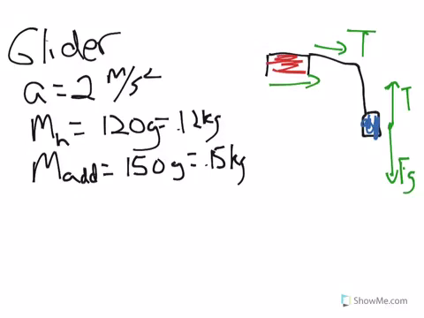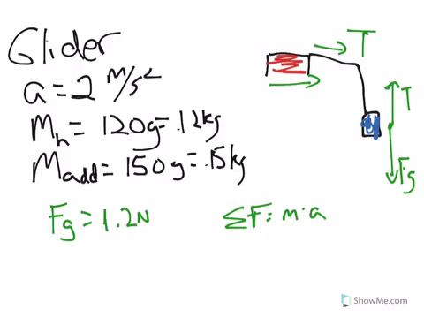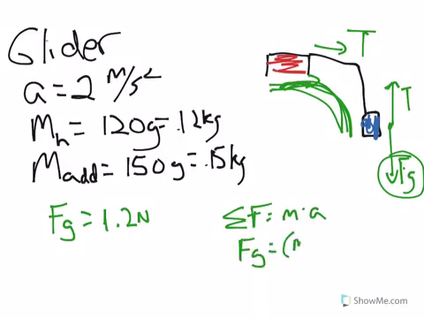So what we did was we found the weight, or the force of gravity, of the mass hanger. So the force of gravity on the mass hanger in this case would be 1.2 newtons, and we said the sum of the forces has to equal mass times acceleration. So really the only thing acting on this is this force of gravity, and we can think of it acting on this whole system. So the force of gravity equals the mass of the glider plus the mass we added.